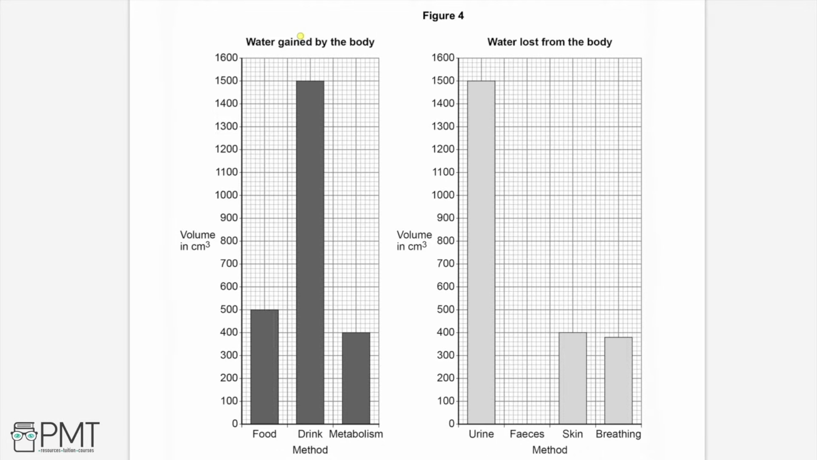Well, on the left we can see one bar graph with the water gained by the body. Now, this is by three means: food, drink, and metabolism. Metabolism includes processes such as respiration, which produce water.